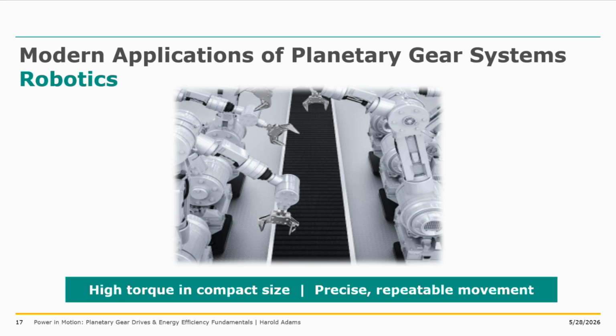Robotics. In robotics, planetary gear systems are essential because they combine high torque output within small form factors used, for example, in manufacturing and surgical robotic arms. These gears allow joints to move with precision and strength while keeping the overall design compact and lightweight. Without planetary gear sets, many of the smooth, accurate, and repeatable motions inherent to robotics would not be possible.